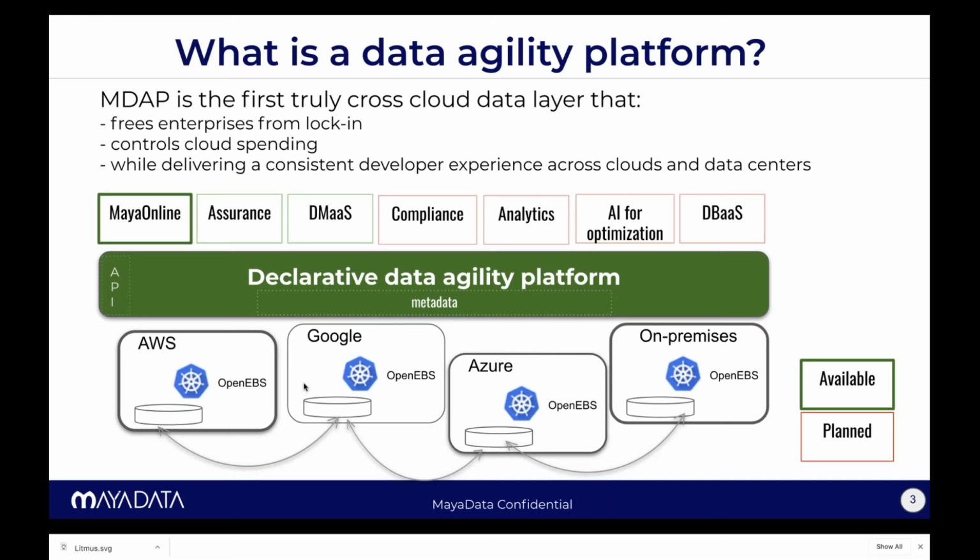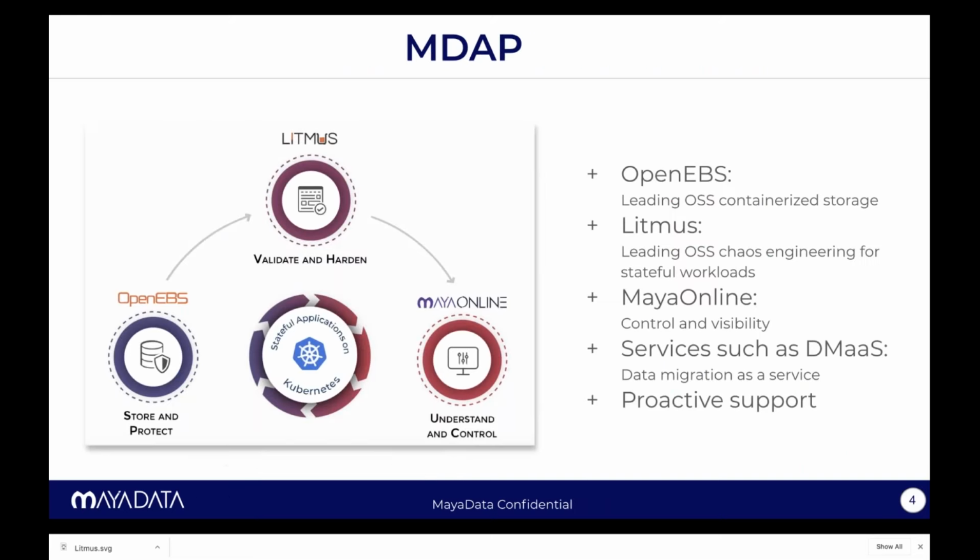And how we do that is using MDAP. It's the Maya Data Agility Platform. It really contains 3 pieces. OpenEBS is what Murad has demonstrated. It's the real storage layer that provides data provisioning as well as a management layer.